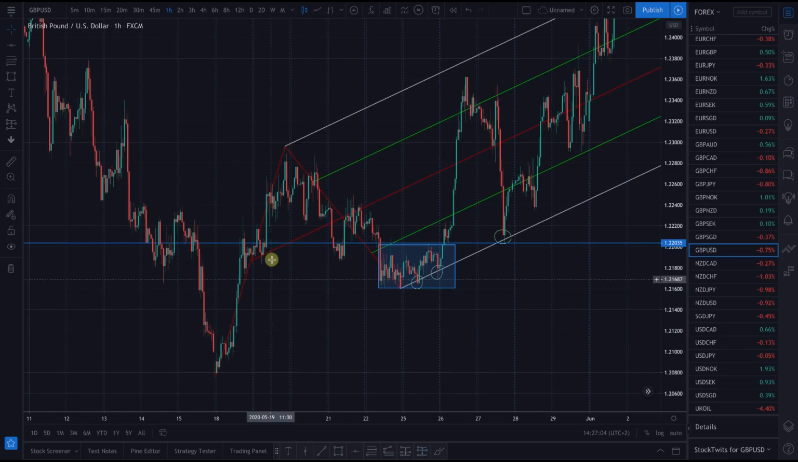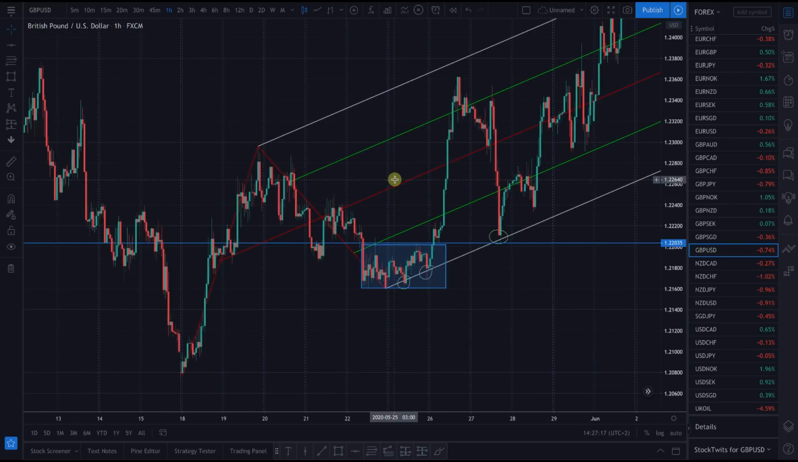And in my opinion, the best thing about Pitchfork is simply that it gives you clear entries here, confluence with levels and the outer lines, and clear take profit, which makes it a great tool to use also for beginner traders. That's it for this video.